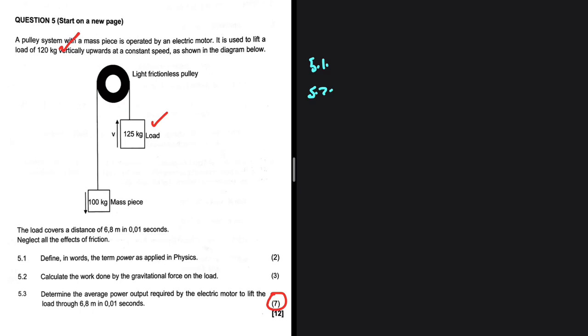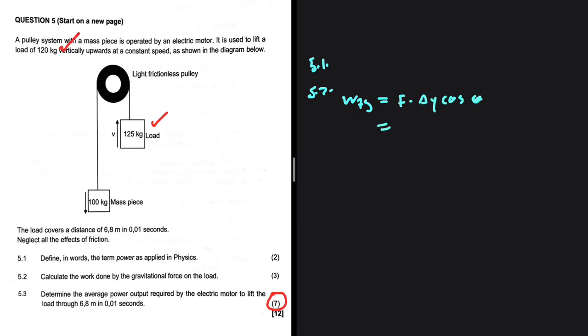So what am I supposed to use now? Am I supposed to use 125? Am I supposed to use 120? It's just a mess. Okay, fine. The work done by gravitational force is equal to the force of gravity multiplied by delta y cos of theta.